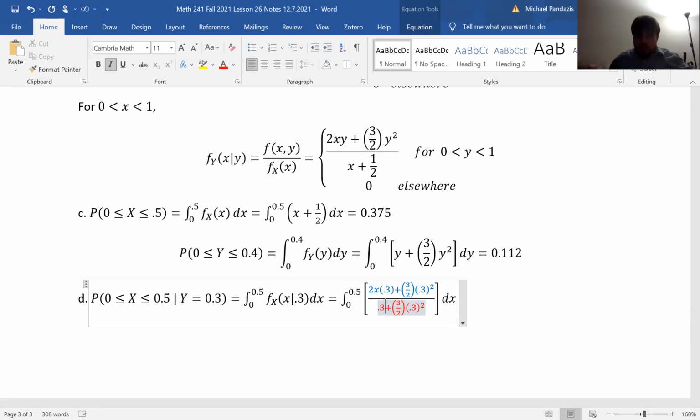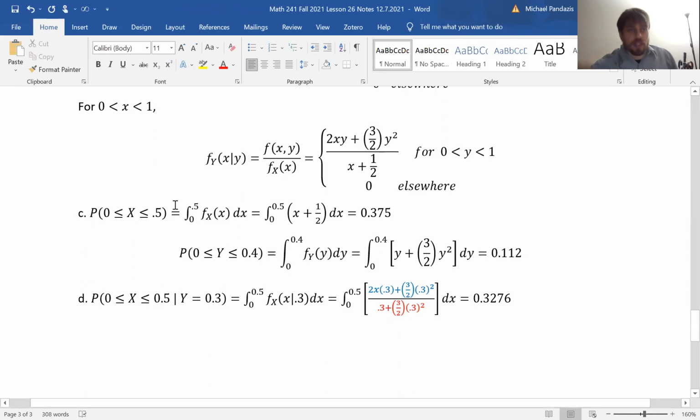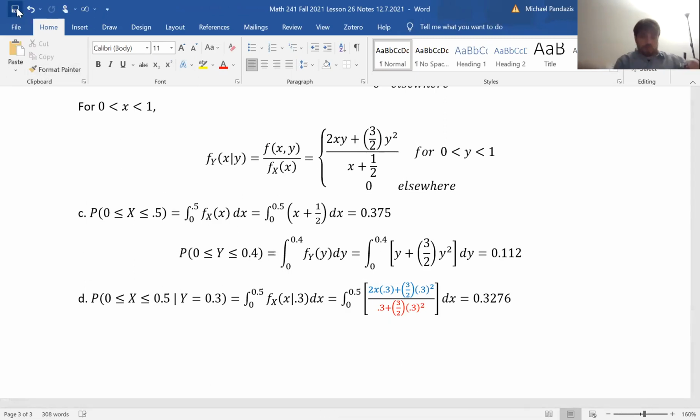And so now you're integrating with respect to x. And so when you integrate that with respect to x after plugging in y into that expression, you get that this is equal to 0.3276. Okay, so that's calculating an integral, and you calculate it and you get that number. That's D. Okay, so this section is annoying, but this is a good example with regards to seeing all the different functions involved. So in each of these sections, you're seeing the functions and you're seeing them calculated. So this is a good example to go over to know this stuff.